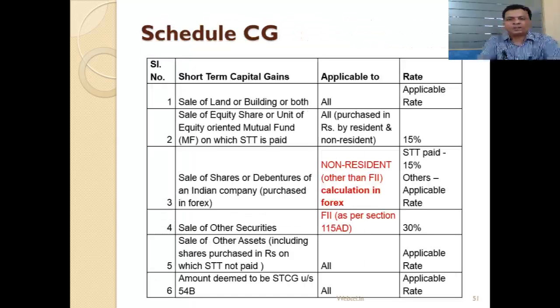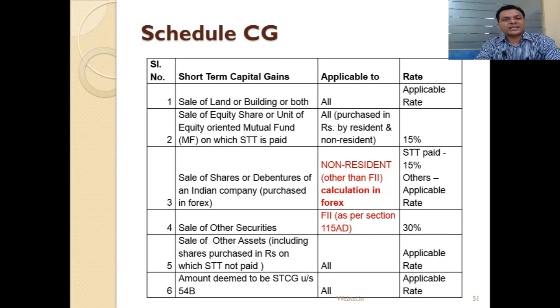Then comes another important schedule, which is schedule of capital gains, Schedule CG. Again, it is more detailed. Again, people were making many mistakes in these schedules. So now the breakup is to be given. There are 6 items in short-term capital gains, as you can see, and a separate rate is there for each item, and it has been explained. Sale of land or building is to be shown separately. Sale of equity shares has to be shown separately. Sale of debentures or shares of an Indian company purchased in forex, or sale of other securities, items number 3 and 4, please note, applicable only in the case of non-resident. Then sale of other securities, sale of other assets, amount deemed to be short-term capital gain under section 50B. All these items need to be shown separately, and please note separate rates of tax or slabs which are applicable to each item.